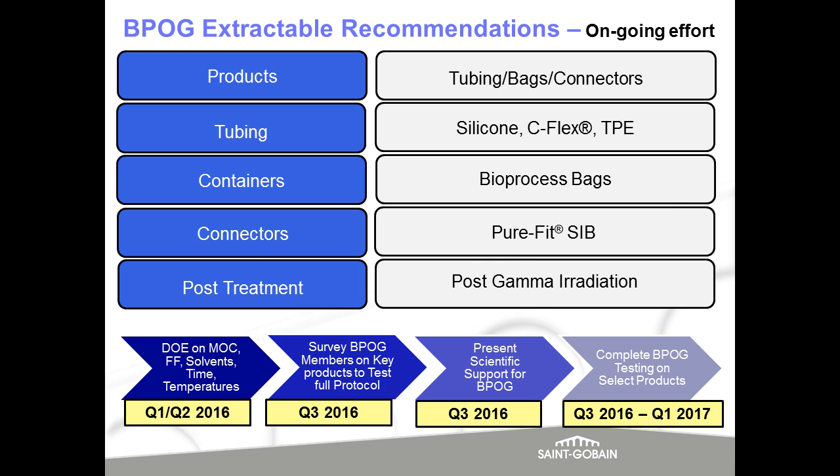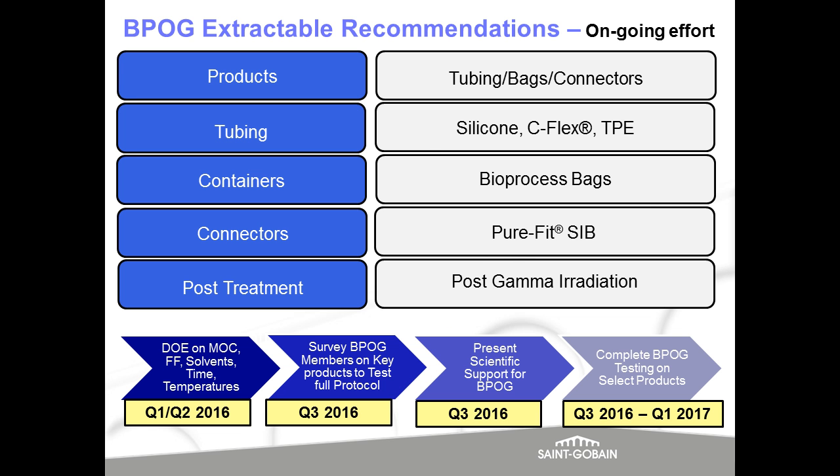The last topic I want to cover is the BPOG extractable recommendations, which is an ongoing effort for us. We're looking at providing support to BPOG and other end users for tubing, bags, and connectors. On tubing, we'll be selecting certain products that will be tested according to the BPOG proposal, some silicone tubing, some C-Flex, some other TPEs. Bioprocess bags, Pure-Fit SIB. And generally, it'll probably be post-gamma radiation since we've found that to be worst case.